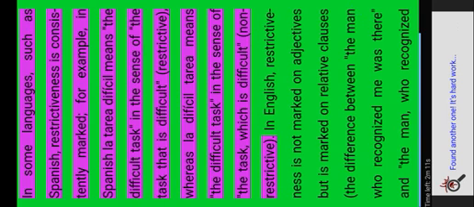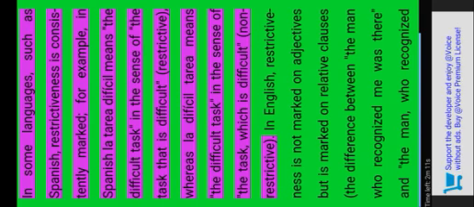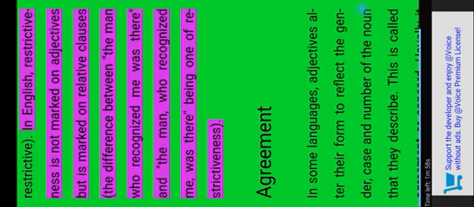In some languages, such as Spanish, restrictiveness is consistently marked. For example, in Spanish "la tarea difícil" means "the difficult task" in the sense of "the task that is difficult" (restrictive), whereas "la difícil tarea" means "the difficult task" in the sense of "the task, which is difficult" (non-restrictive). In English, restrictiveness is not marked on adjectives but is marked on relative clauses, the difference between "the man who recognized me was there" and "the man, who recognized me, was there" being one of restrictiveness.